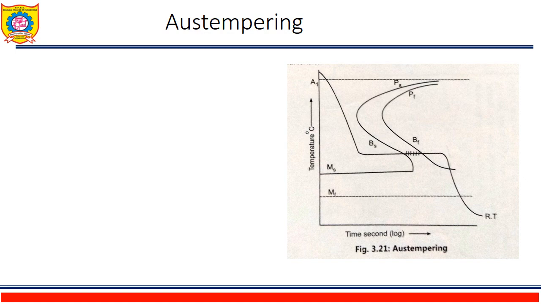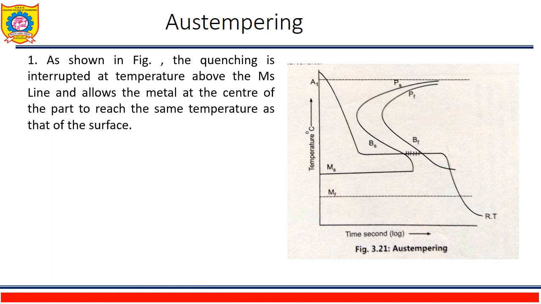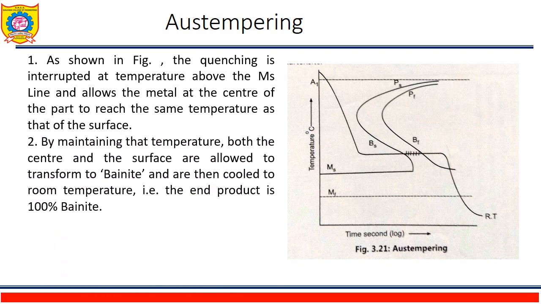I have shown here a figure for the Austempering heat treatment process. As shown in the figure, the quenching of the component is interrupted at a temperature above the MS line and allows the metal at the center of the part to reach the same temperature as the surface temperature. By maintaining that temperature, both the center and the surface are allowed to transform to the bainite phase and are then cooled to room temperature. That is, the end product is a 100% bainitic structure in the metal which is austempered.